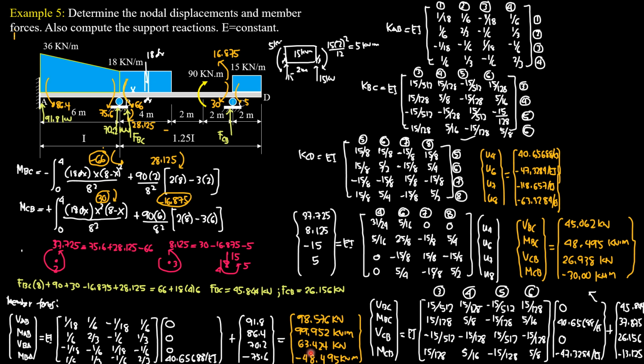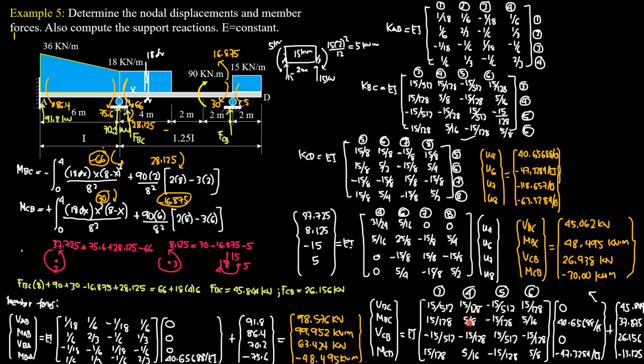Then negative 16 times 40.65688, shear BA, plus 70.2 is 63.424 kilonewtons. Then moment BA is 2/3 of 40.65688 plus negative 75.6, so negative 48.495 kilonewton meter. Then for member forces BC: shear BC, moment BC, shear CB, and moment CB.